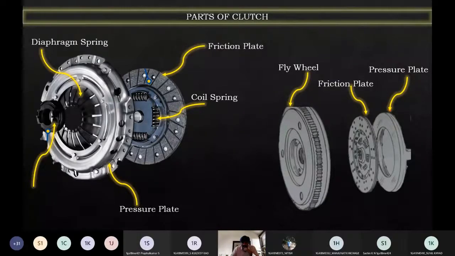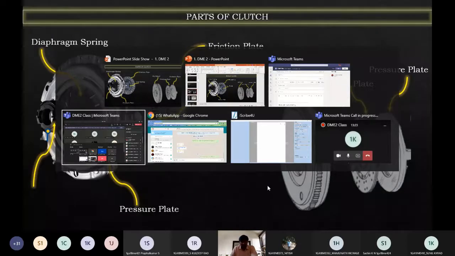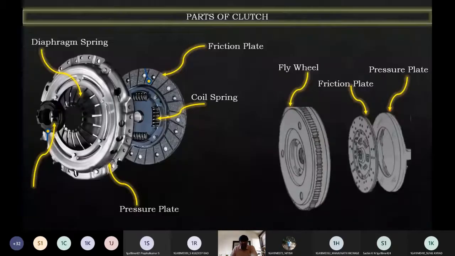Yes, sir. Sure. Yes, sir. Right. So what I'll be doing is toggling my screen between the notes and the PPTs. Now try to understand.